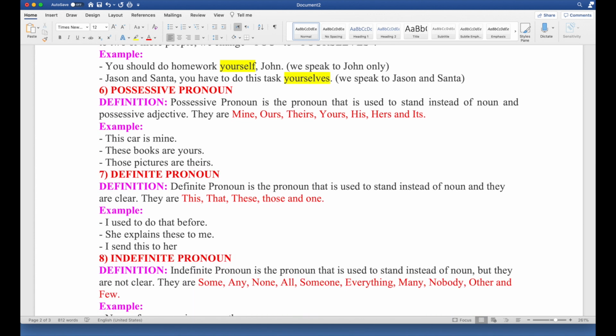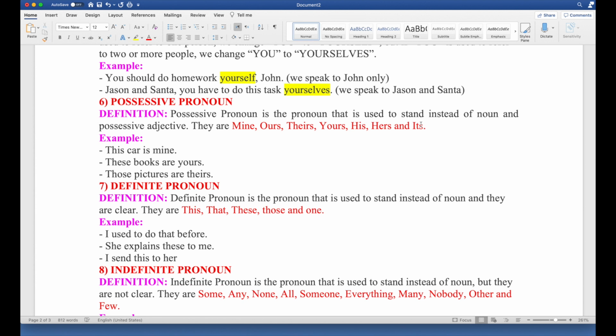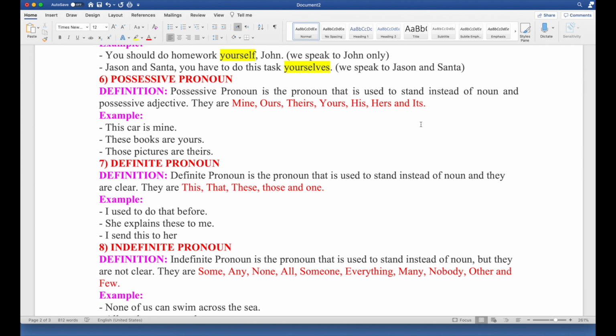Number 6 is possessive pronoun. A possessive pronoun is used as a pronoun to stand instead of a noun and possessive adjective. Okay? So for example, these are mine, yours, ours, theirs, yours, his, hers, and its. They are different from possessive adjectives. These are possessive pronouns. They tell me that something is for that person. It doesn't modify the noun, it replaces the noun.